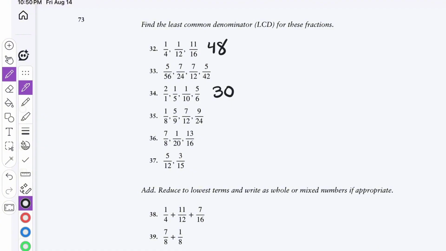Okay? So you just have to think about it. You might have to write all of the factors down. There's factor trees. I'm sure there's plenty of examples in the book that you could use.